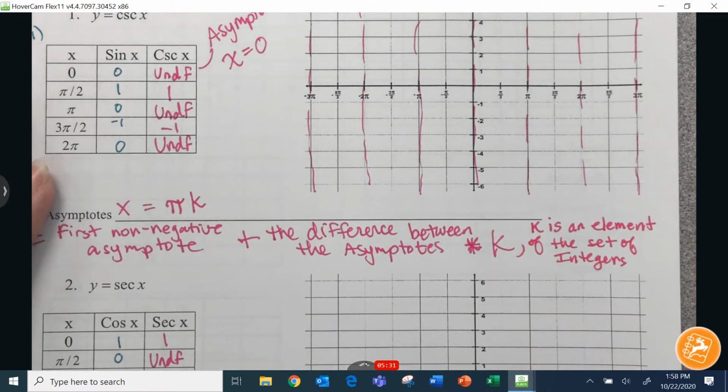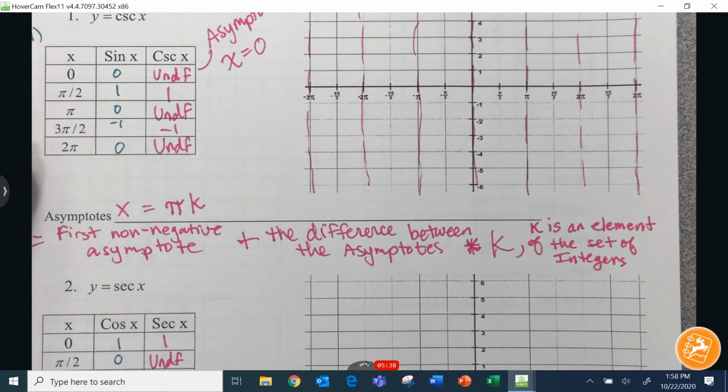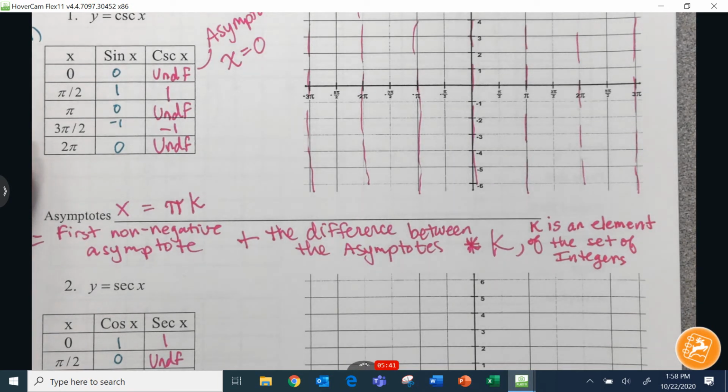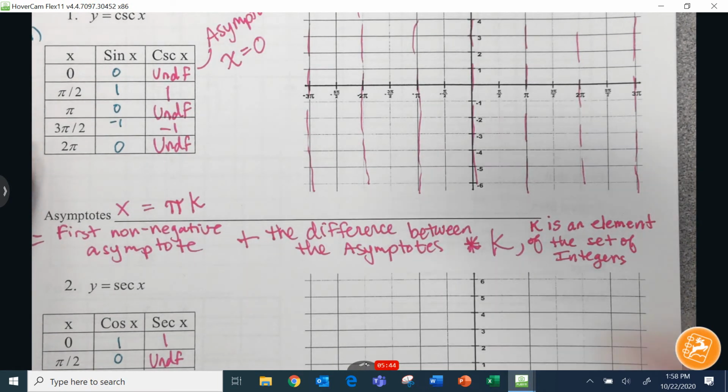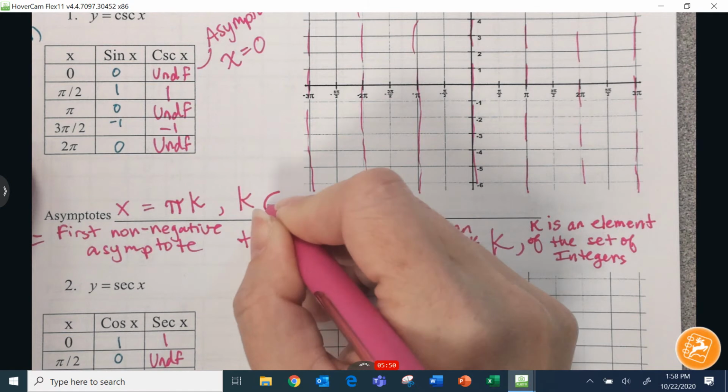But I'm not going to write all that. I'm going to write it using symbols because that's a lot. And I don't know if you've noticed, but mathematicians have shorthanded everything. So we're going to write k as an element of the set of integers, but I'm not writing it all out. So I'm going to put k, and then is an element of, looks like this.